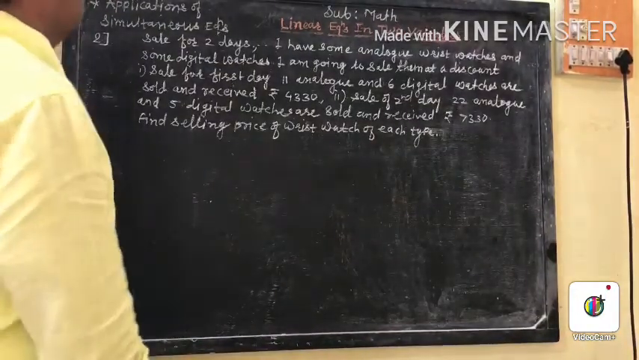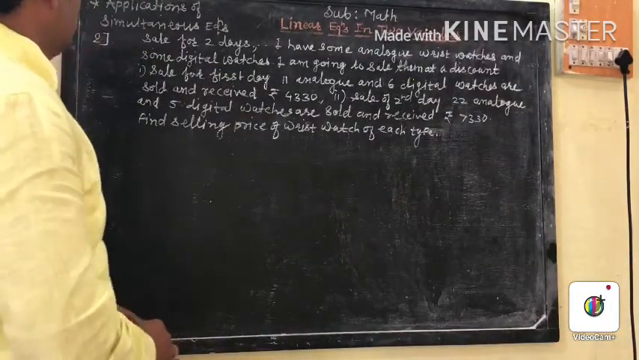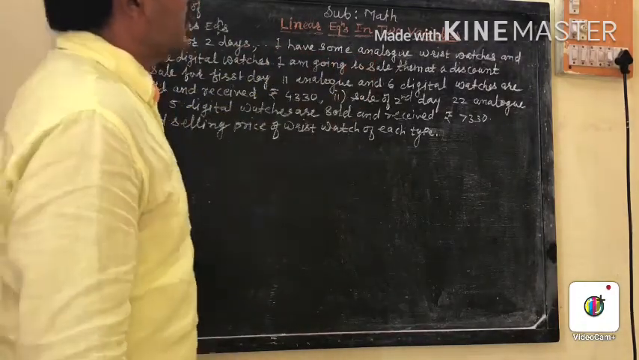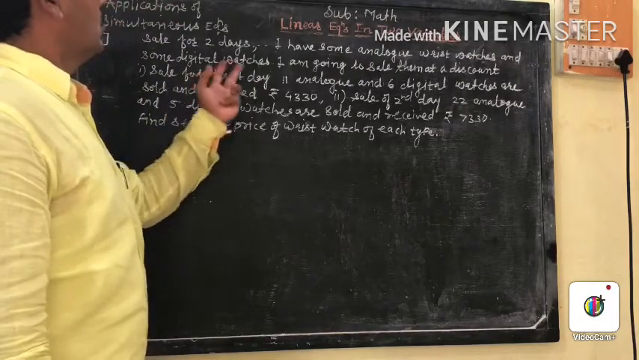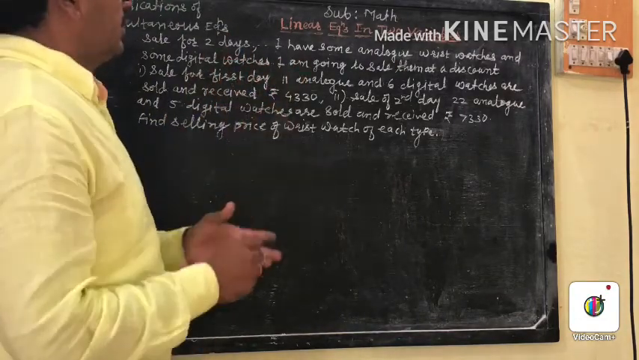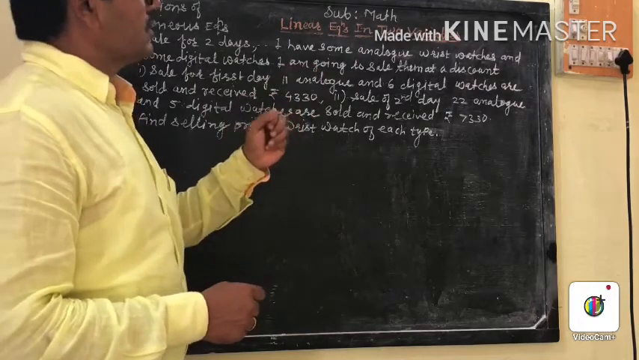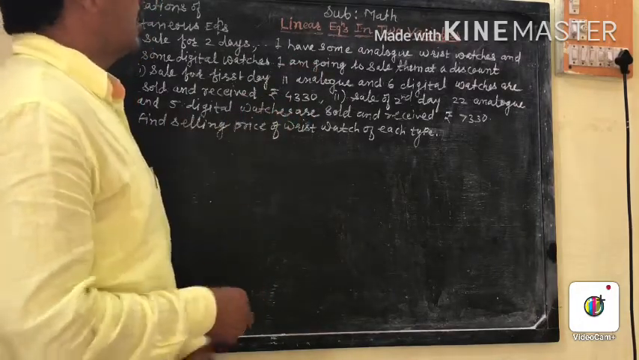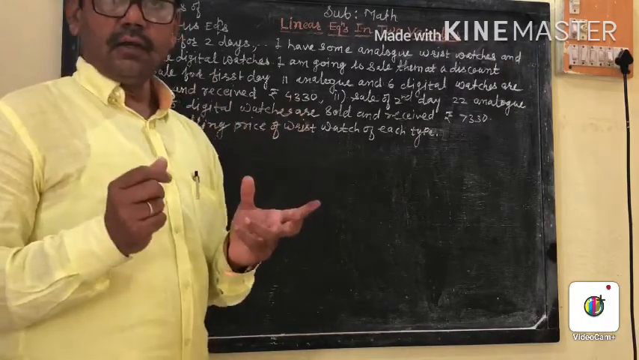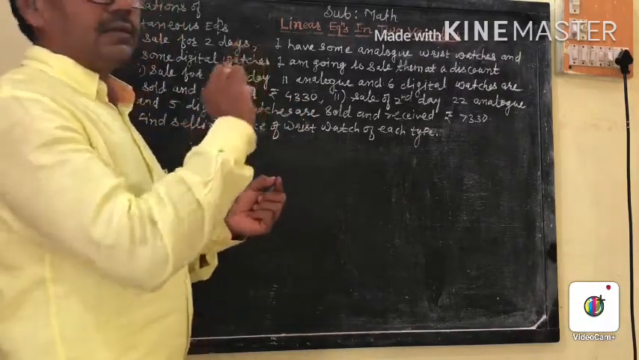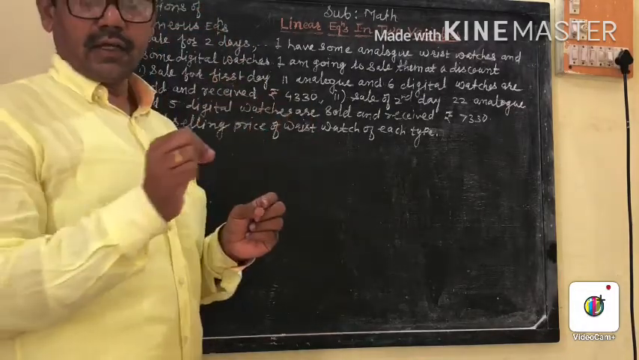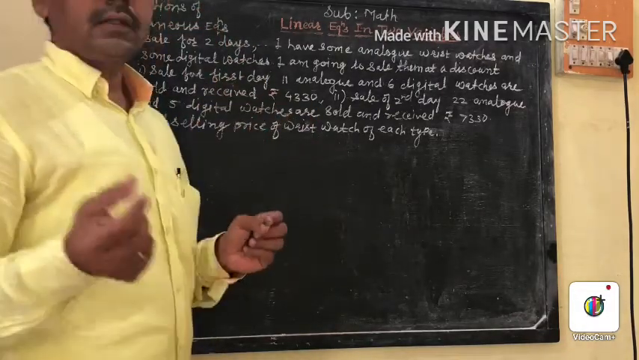Now here is the second example. Sale for 2 days. I have some analog wristwatches and some digital watches. You know the analog wristwatches, मनगटी घड्याळ. Analog wristwatches and digital wristwatches. Analog means जे काट्याच्या घड्याळ असतात ते analog आणि digital means जे digital आकडे दाखवतात 4, 5, 6 like this. These are the digital watches.